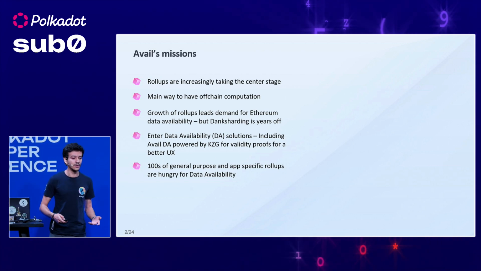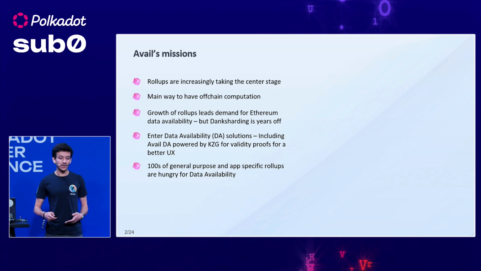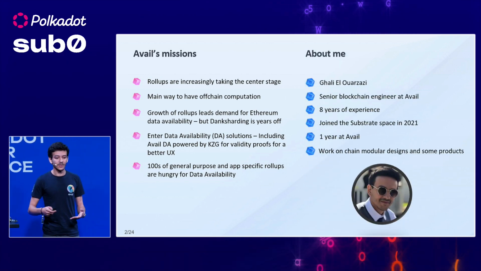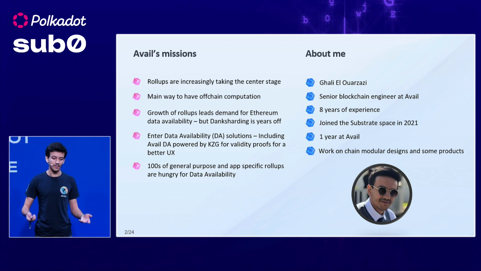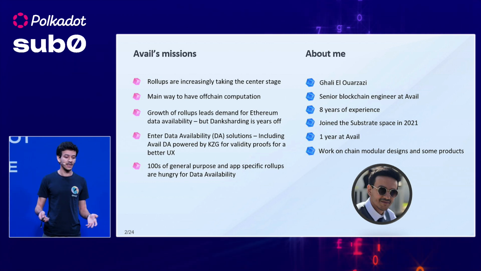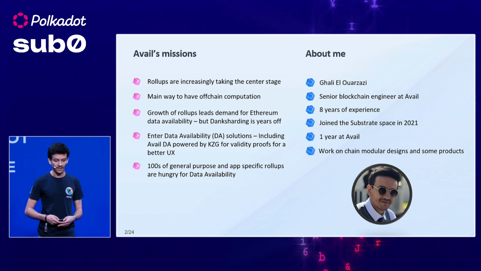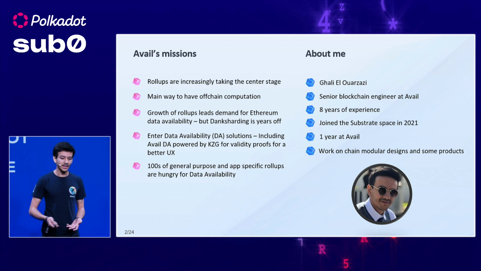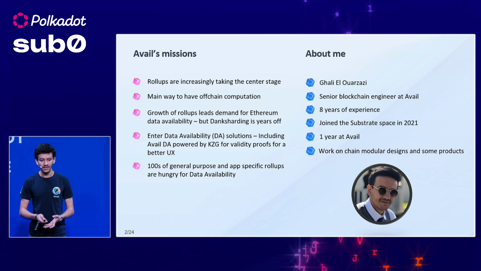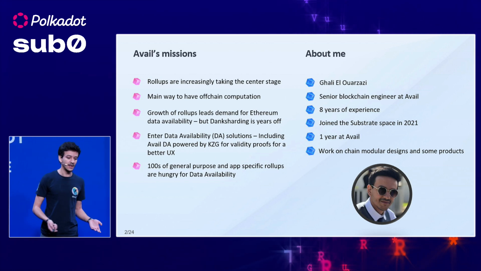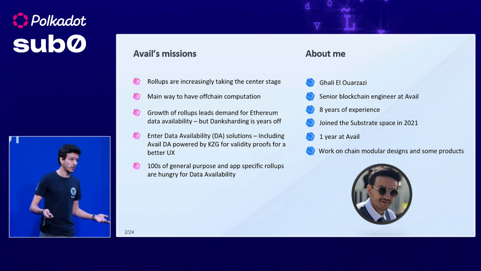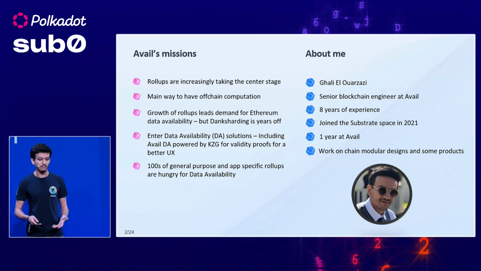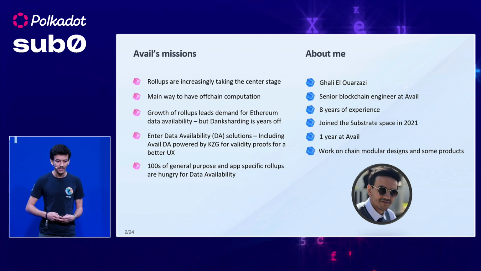Before delving into the details, some words about myself. My name is Ghali Ouarzazi. I'm a senior blockchain engineer at Avail, mostly on the Substrate part. I have generally 8 years of experience in development, but I joined the Substrate ecosystem in 2021. I've been with Avail for 1 year, and I work mainly on chain modular design and some other projects like the Indexer, Explorer, and other typical stuff like that.